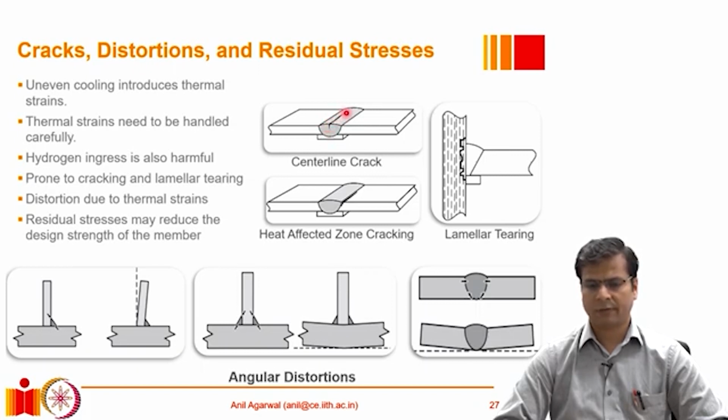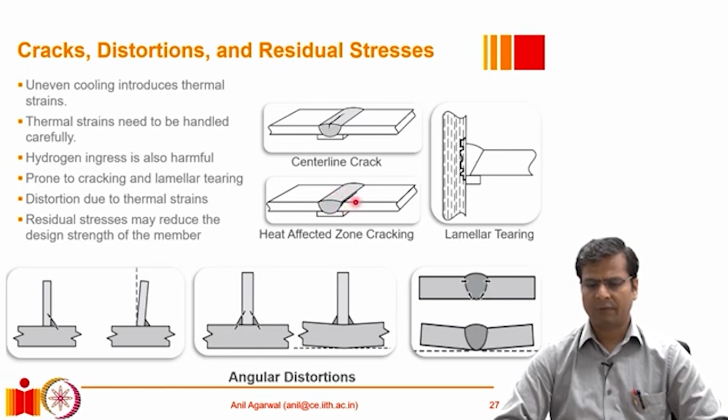There is a possibility of cracks appearing. There can be two to three different types of cracks which may appear. One is typically known as centerline cracking, which usually happens immediately after the welding is done. There is also something called heat affected zone cracking, which often happens because of some kind of hydrogen ingress, and it happens a few hours after the welding is completed. It does not happen immediately after the welding is completed.